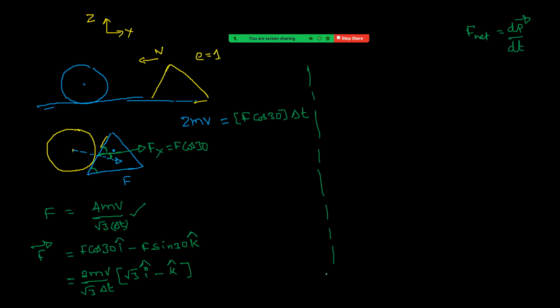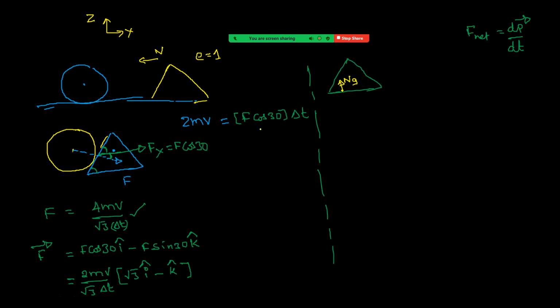Asking normal force exerted by the table on the wedge. Coming to the wedge, on the wedge you can see forces along vertical: normal reaction from ground, that is vertically up.